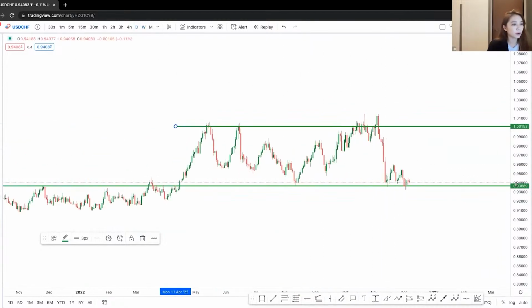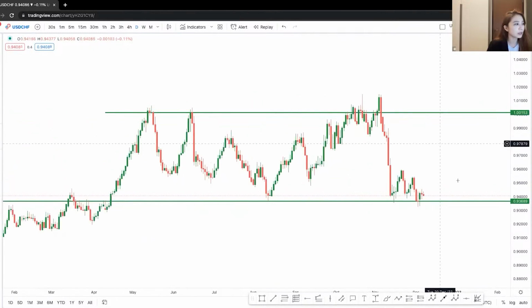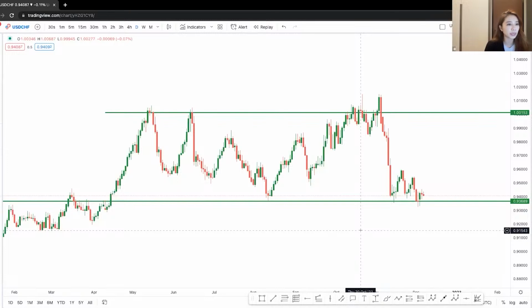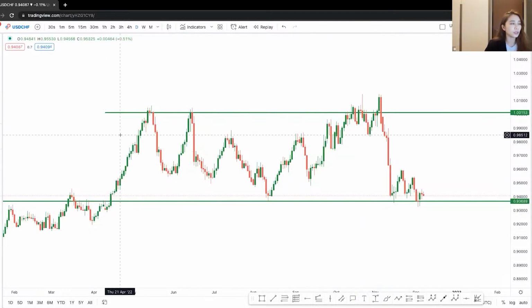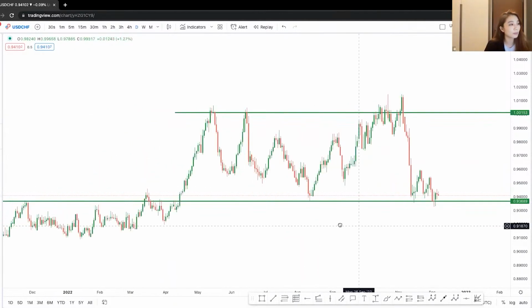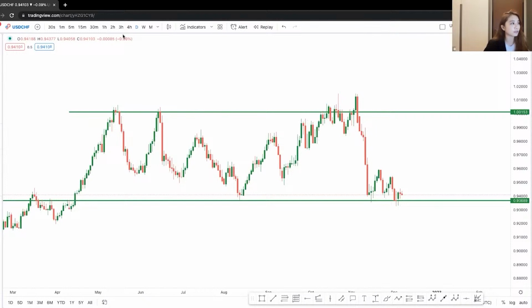For now, in terms of the daily, we are seeing that price is actually moving in between these two prices. So we're looking at 0.93 and 1.001. In terms of the daily chart, it is not super trending. We are looking at a sideways moving kind of trend.